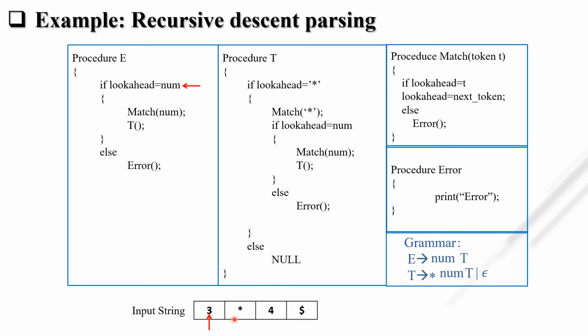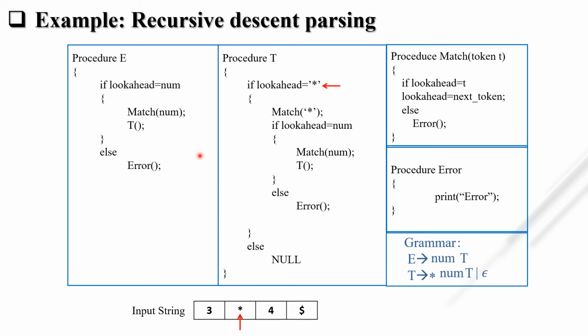So when we go to E, it will check if lookahead equal to number. Yes, it is a number. Then it will match with the number token, and the lookahead pointer goes ahead to the star. Where we are here, and then this procedure will be called. So what is our next? We call T.